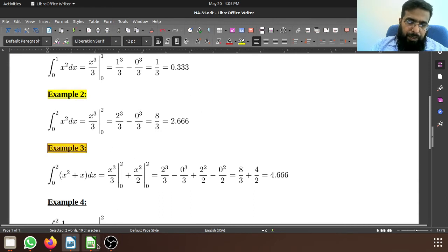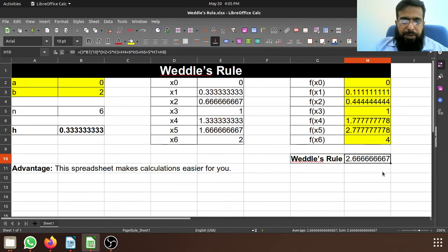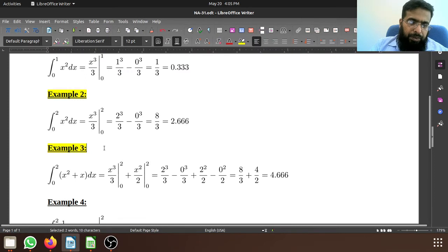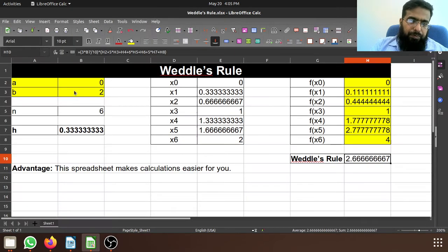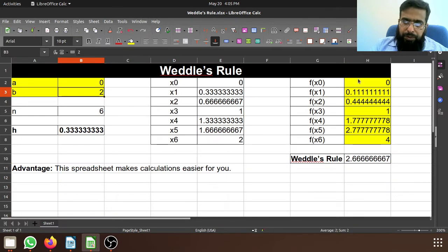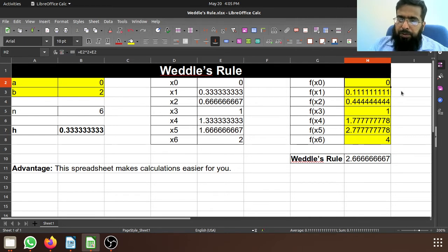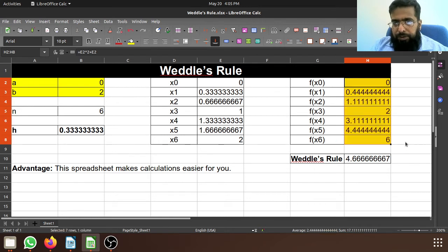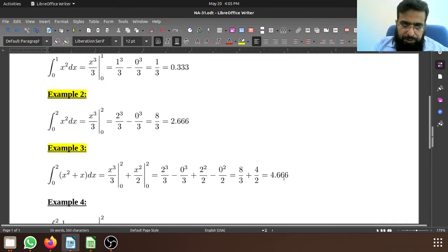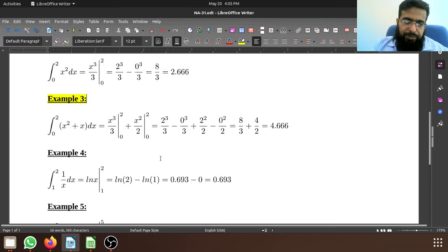You can do that by hand too, using paper and pencil, but this spreadsheet makes calculations easier, right? Example 3 is x squared plus x evaluated from 0 to 2. This is x squared plus this x again. This gives you x squared plus x, and we evaluate and copy this formula for all other cells. The answer is 4.66. Let's see what the exact answer is. Oh, it's also the same, 4.66.